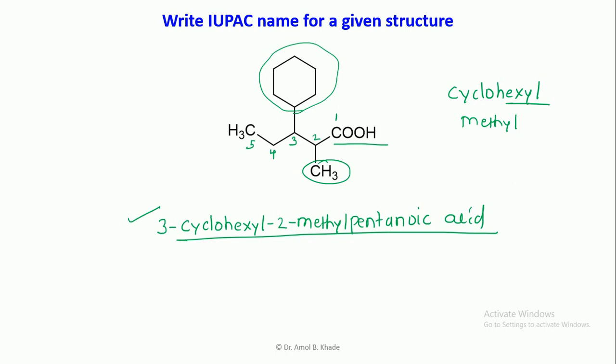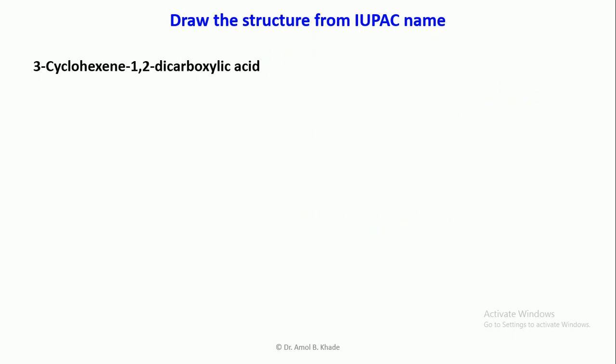Got it? Okay, now let's go ahead. Now here the name is given and you are supposed to draw the structure from the IUPAC name. So it is 3-cyclohexene. Okay, so what you can do is first see what the different parts of the structure are. So there is a cyclohexene. It is not cyclohexane or cyclohexyl.